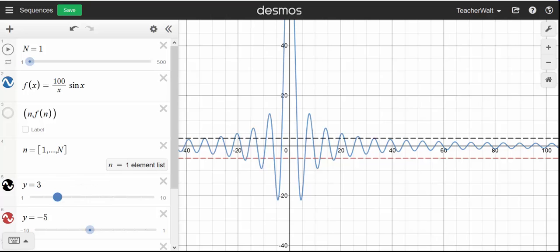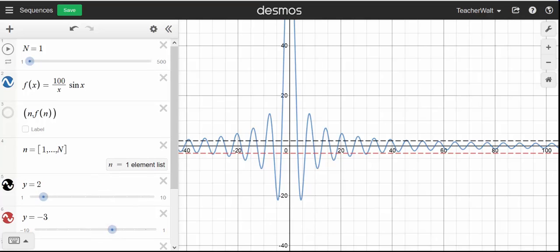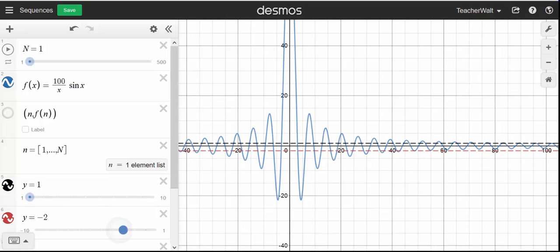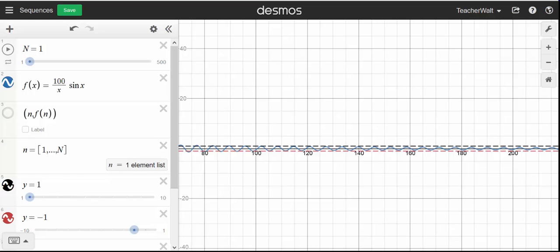Now let's change epsilon to be maybe 3. You still have all the function values between those horizontal lines if you go out far enough. You just have to go out a little further this time. Now let's make the epsilon even smaller, maybe 1. At first the function oscillates outside those horizontal lines, but if you go out far enough, the function is completely contained between those two horizontal lines.